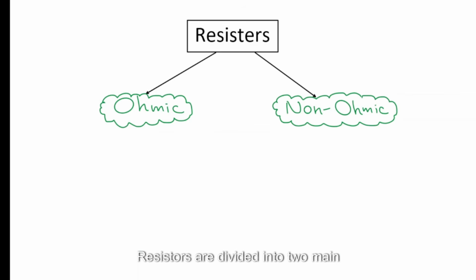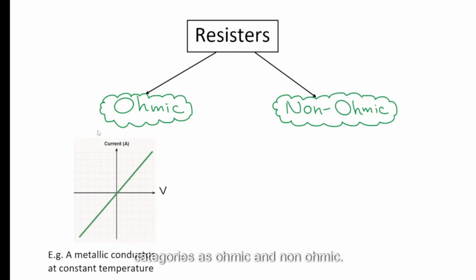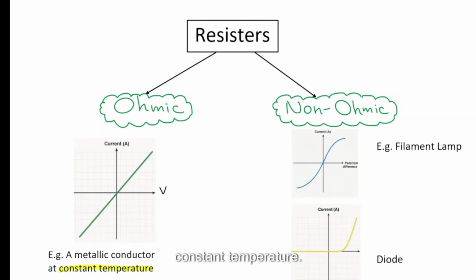Resistors are divided into two main categories as ohmic and non-ohmic. Ohmic resistors obey Ohm's law. So the current voltage graph is a straight line through the origin. For example, a metallic conductor at constant temperature. Examples of non-ohmic resistors are filament lamps and diodes.